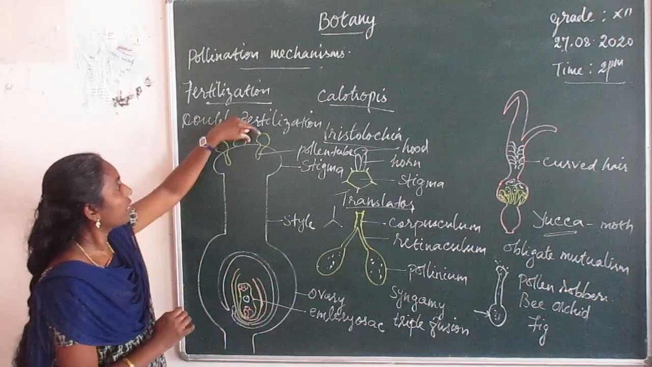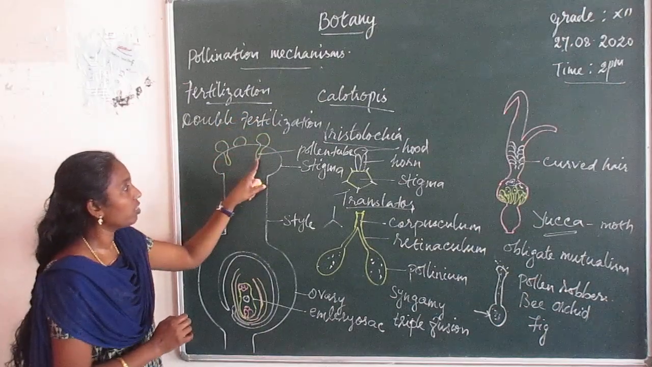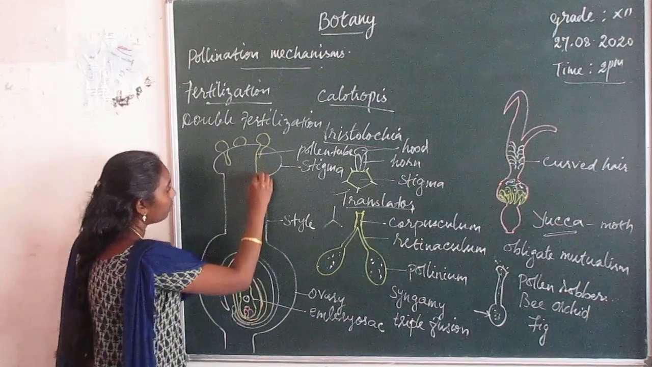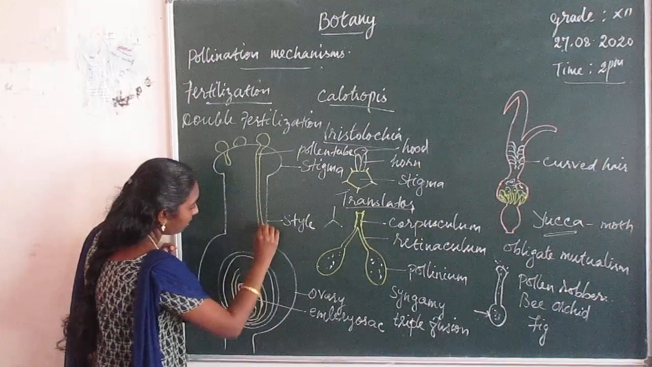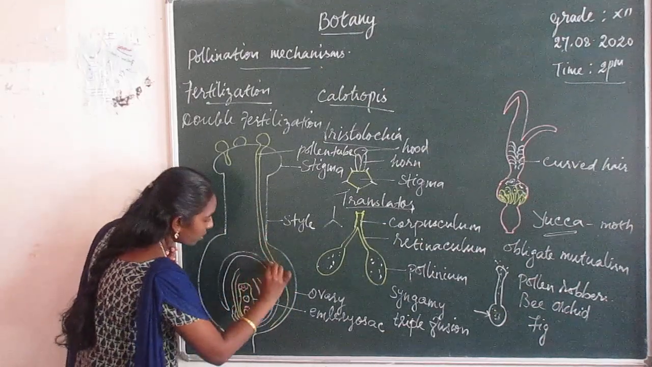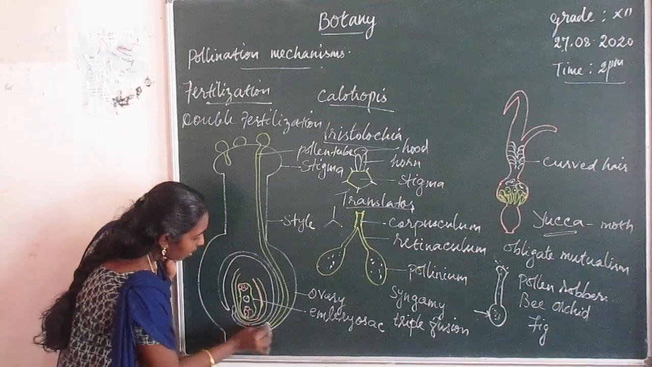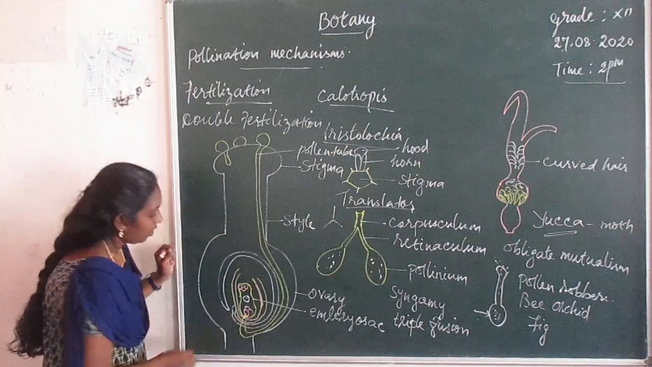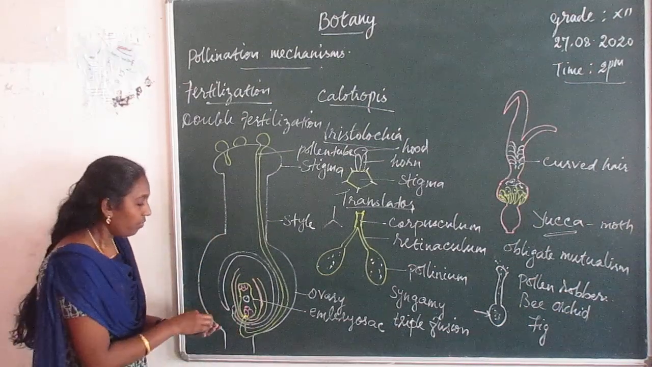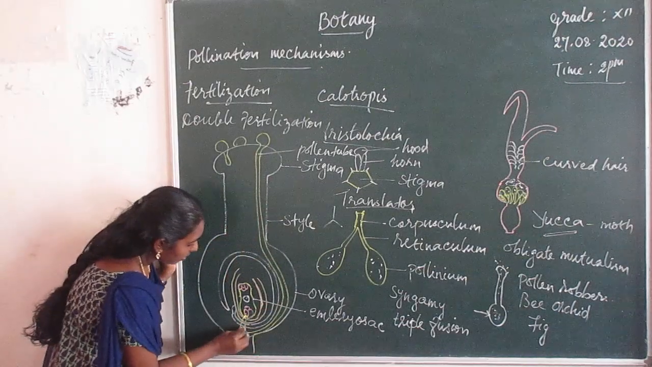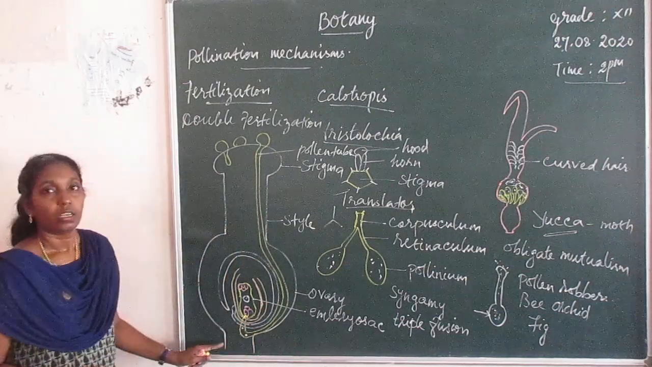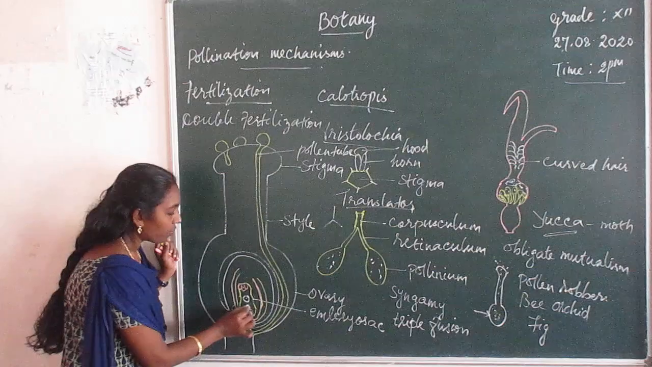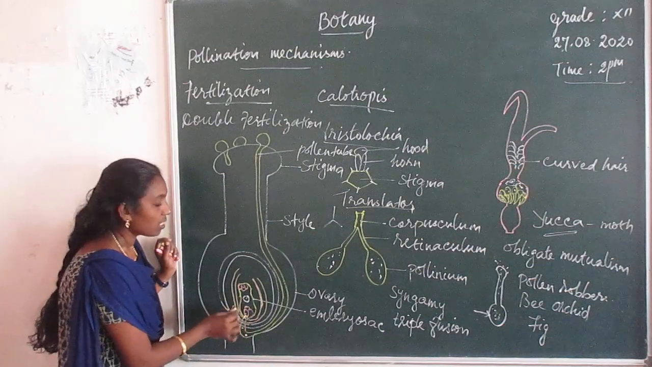So these are the events. At first the pollen grains are dusted on the stigmatic surface and the pollen tube develops. This pollen tube grows along the style region, and the third process is the direction of the pollen tube to enter inside the embryo sac. When the pollen tube germinates, it carries two male gametes.